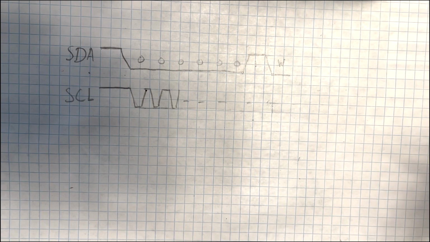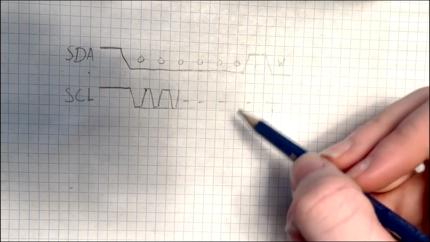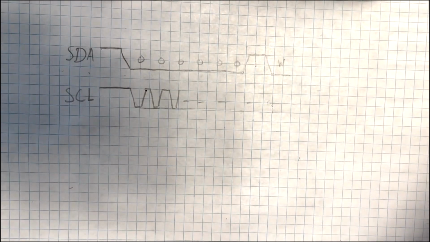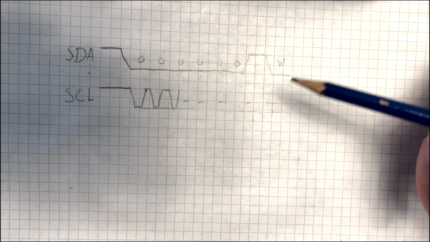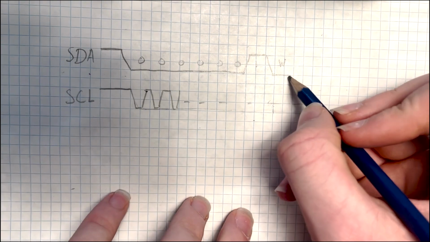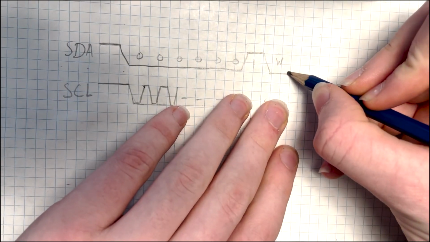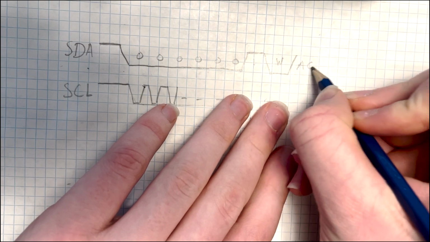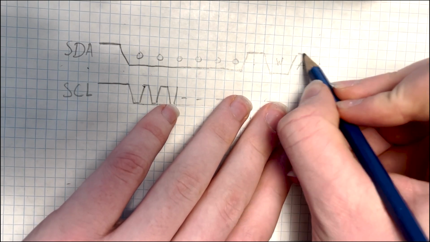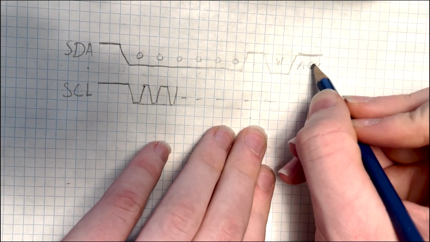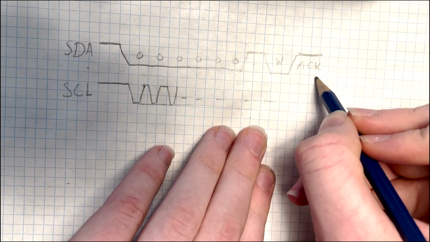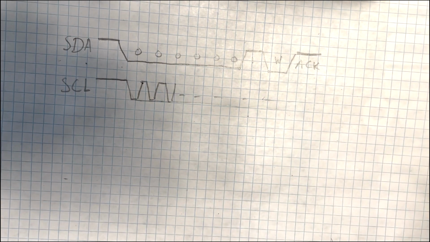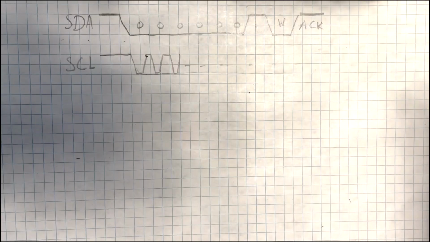And then if the peripheral with this address is there and is receiving this, then it's going to pull the bus high. It's going to send back something called an ACK, or acknowledgement bit. So it's going to pull the bus high, and if it doesn't pull the bus high, then the controller knows to return an error message.